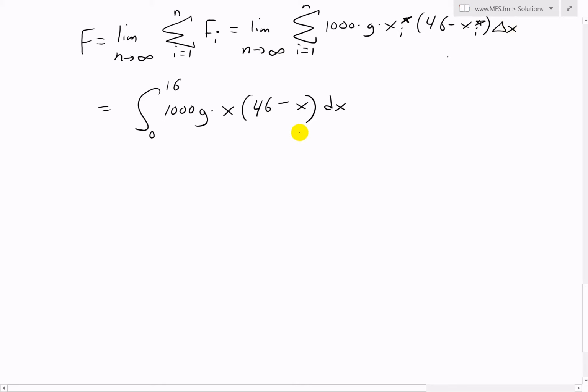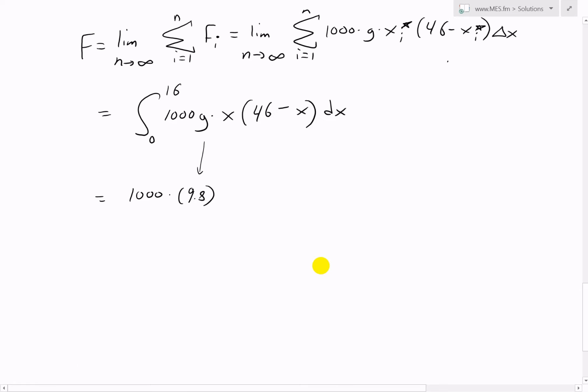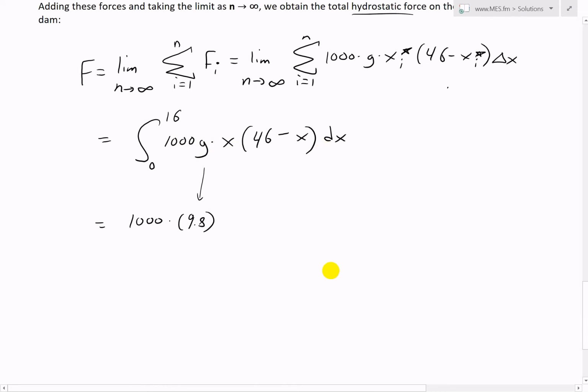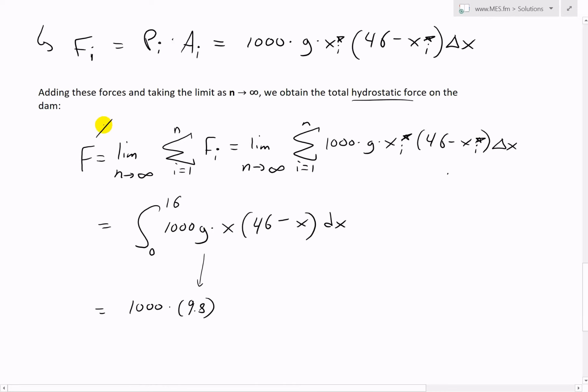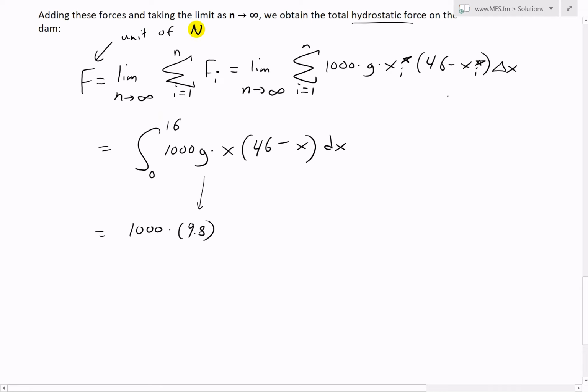Now this g just equals 9.8. Let's move this outside as a constant, so 1,000 times 9.8. This g is in meters per second squared. Since everything we're dealing with is in SI units, the density is in kilograms per meter cubed, g is in meters per second squared, and the lengths are in meters. What we end up getting is a unit of newtons, or N. Make sure to watch my earlier video to understand more about newtons.